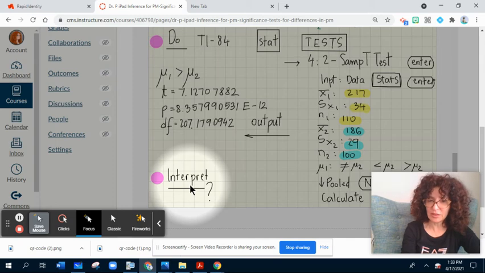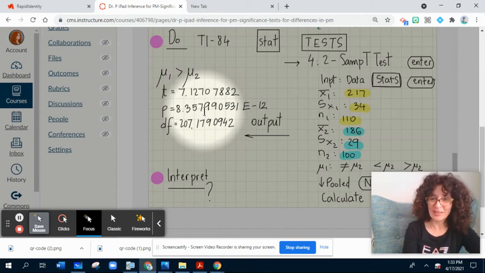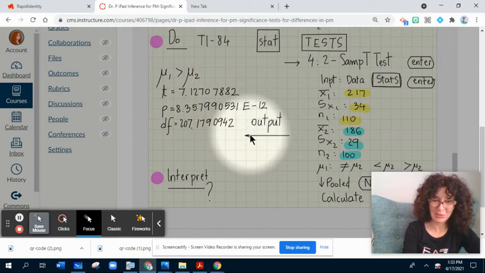So you can pause the video now and try to interpret this output of the calculator and interpret for the conclusion of the significance test that we just developed.